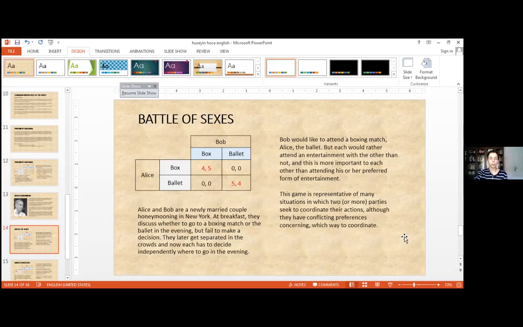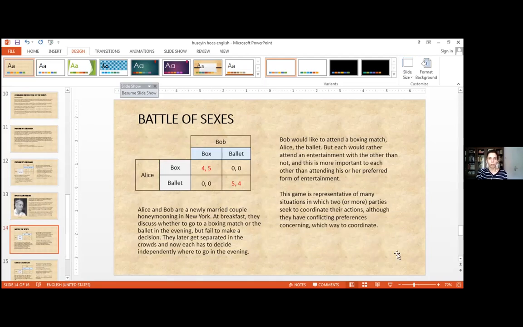At breakfast, they discuss whether to go to a boxing match or the ballet in the evening, but they fail to make a decision. And while they're hanging around in New York, they end up separated. They don't have any cell phones, so they have no way to contact each other. Now each has to decide independently where to go in the evening.